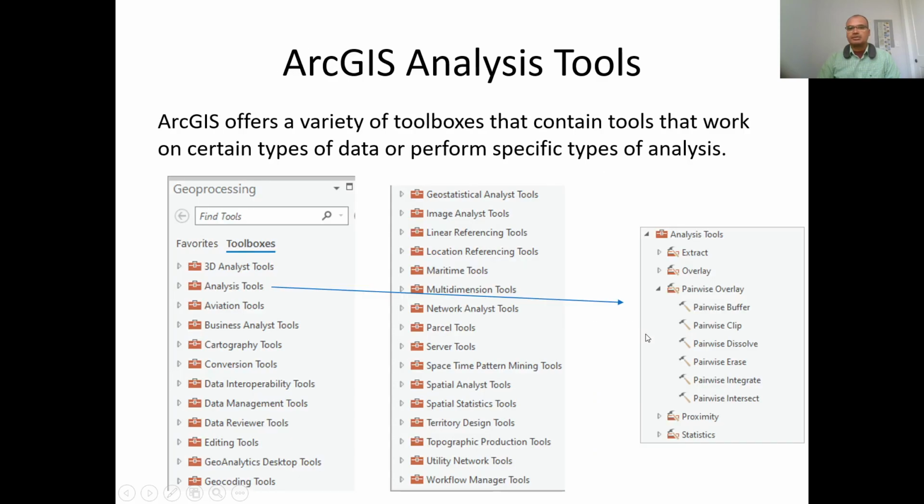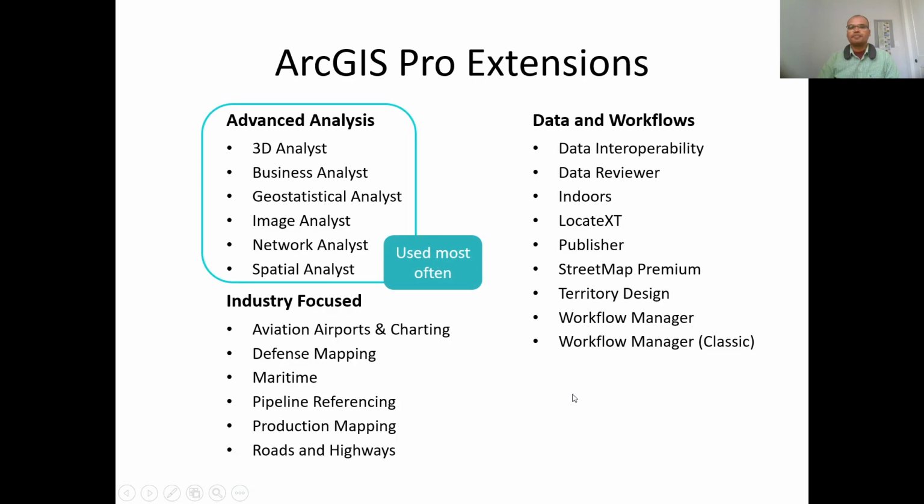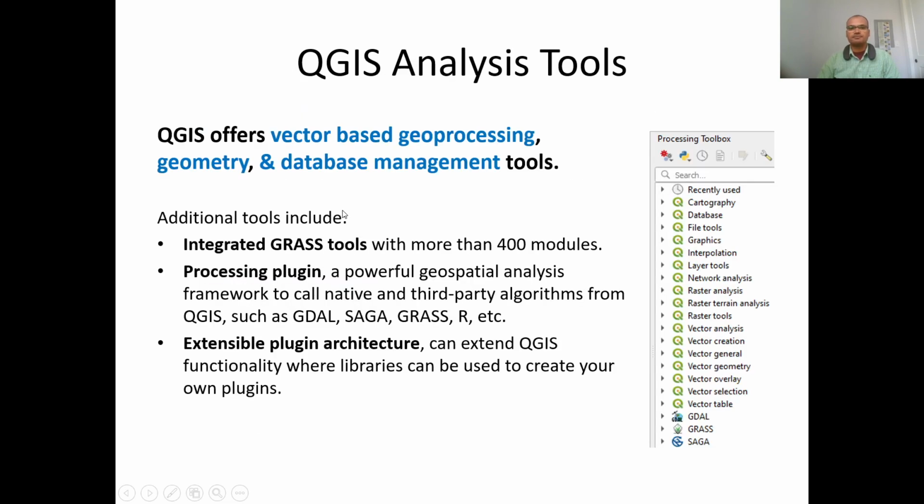ArcGIS offers a variety of toolboxes that contain tools, and all the tools are arranged in a logical manner under different headings, and those headings we call a toolbox. So you can find hundreds of tools within the geoprocessing toolbox. Some of the tools are widely used, for example, spatial analysis tools, 3D analysis tools, network analysis tools, and geostatistical analysis tools. These toolsets are widely used for various vector-based applications.